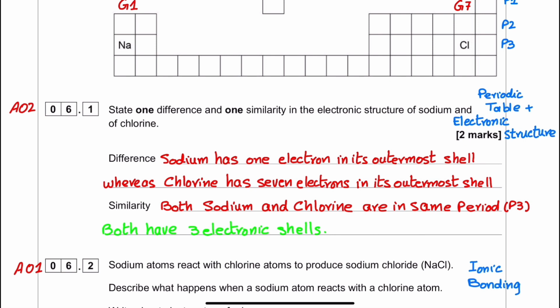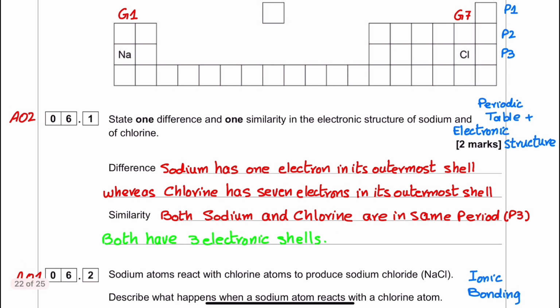If you look here in our model answer, sodium belongs to group number 1. If it belongs to group number 1, it has 1 electron in its outermost shell. Whereas chlorine belongs to group number 7, so it has 7 electrons in its outermost shell.